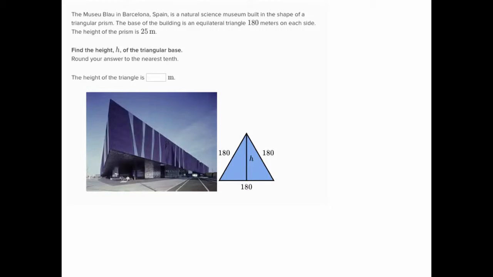Alright, so what I see from this is I have an equilateral triangle with 180 on both sides. I also see that the height is perpendicular to the base, which means that the height does something interesting here. It bisects the base. And bisects means it cuts it in half. So if this whole base is 180, this side here is 90, and this other side here is 90.